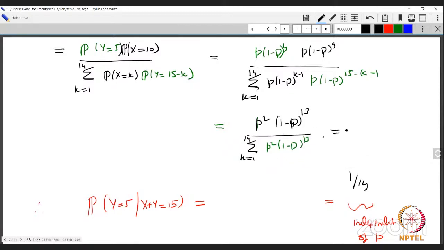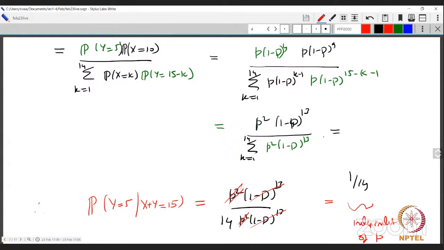So that means this is just going to be p squared at the top, 1 minus p to the 13 at the top. The bottom is p squared, 1 minus 13, and you're adding it how many times? 1 to 14. So 14 times, right? That's why you cancel off. Very nice.